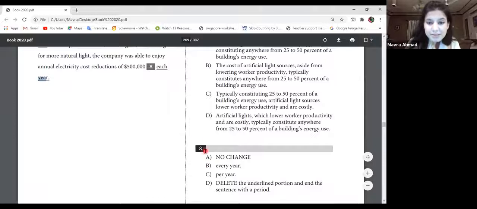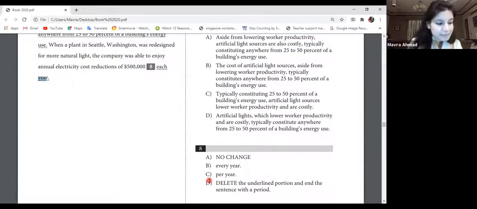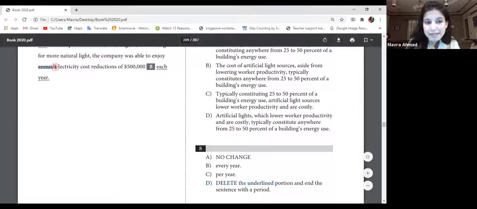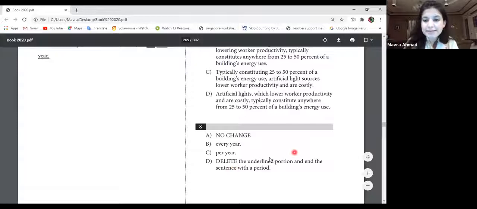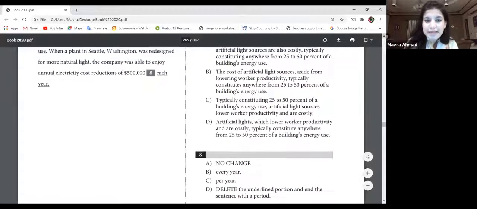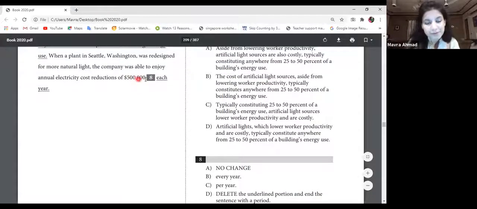So the right answer is going to be option D. Delete the underlined portion and end the sentence with a period. It cannot be every year because every year has the same meaning as the word annual, which is mentioned in the sentence already. Per year भी नहीं, because per year also means annual. So D is going to be the right option that we are going to choose from. Delete the underlined portion and end the sentence with a period. So we end the sentence here right after 500,000.